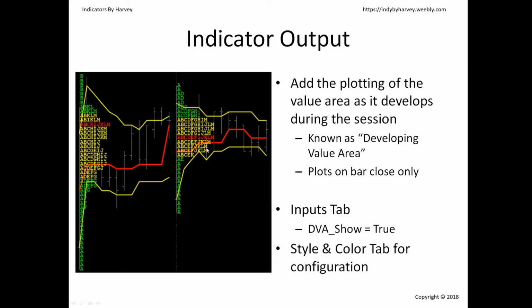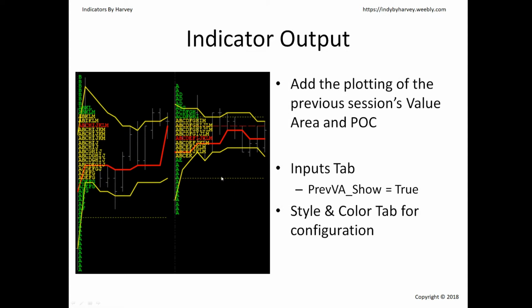You can add the plotting of the value area as it develops during the trading session, known as the developing value area. The bottom line is the developing value area low, red is the developing point of control, and the top is the developing value area high. This gives you added insight throughout the trading day as opposed to thinking of the TPO letters as a snapshot. On your input tabs, that would be DVA show set to true.